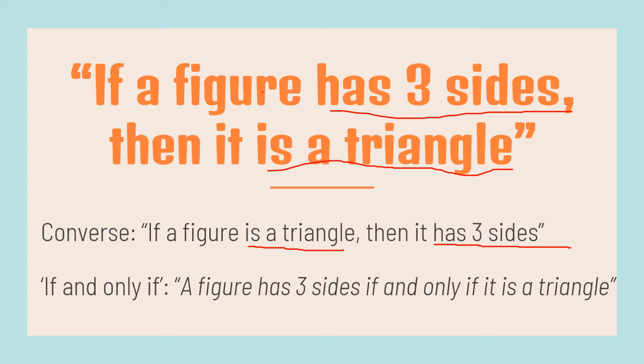Since the converse is true, if a figure is a triangle, then it has three sides. As we all know, a triangle has three sides, so it is true. Therefore, the if and only if statement is also true: if a figure has three sides, if and only if it is a triangle.